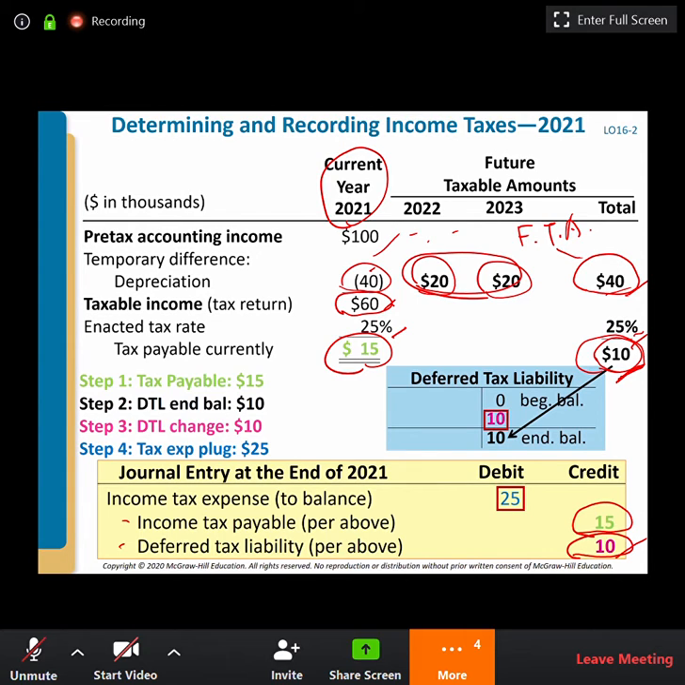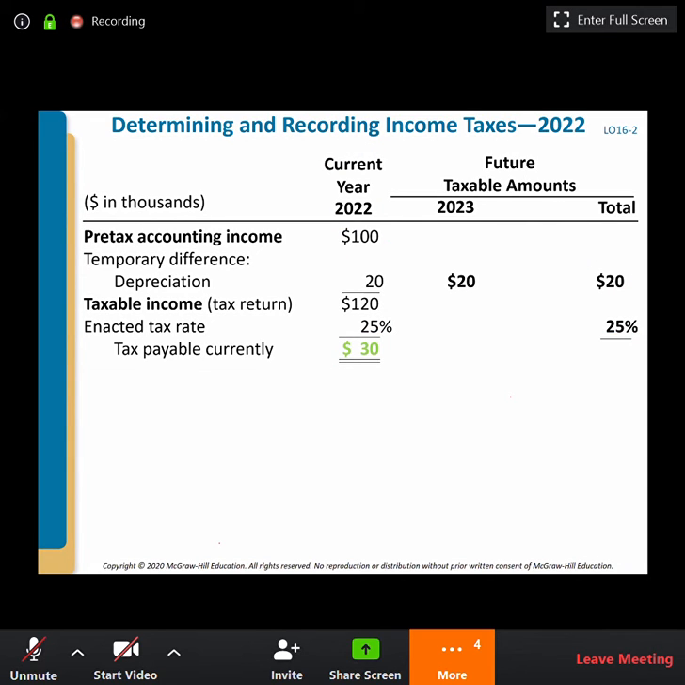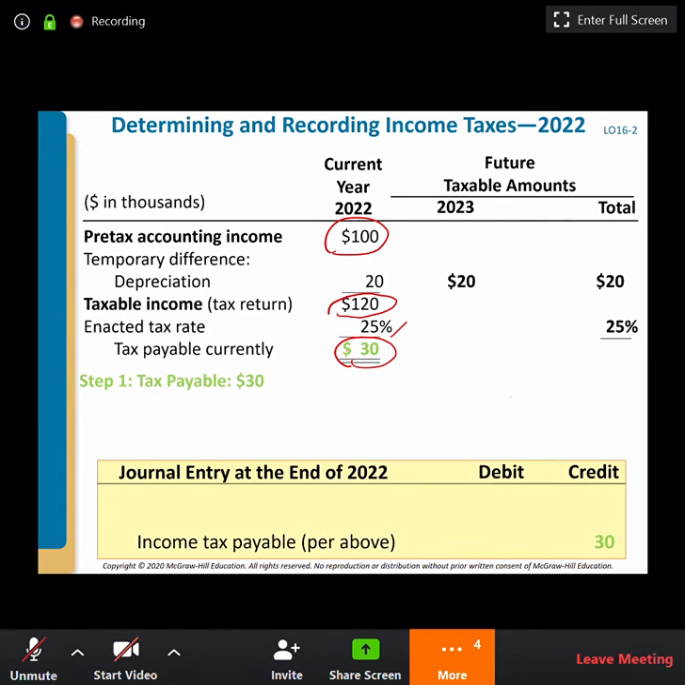Let's talk about 2022, okay. For 2022, pre-tax account income is 100, right? Now taxable income is 120, okay. And 25% is the tax rate, right? So 25% times 120, that's how we got the 30. 30 should be the tax we owe right now, right? So we call that income tax payable. That's where we have the credit, right? Income tax payable.